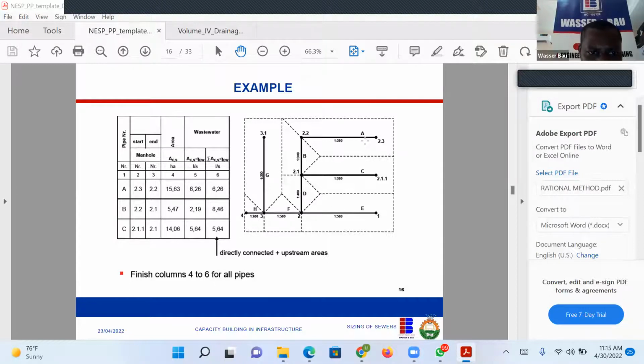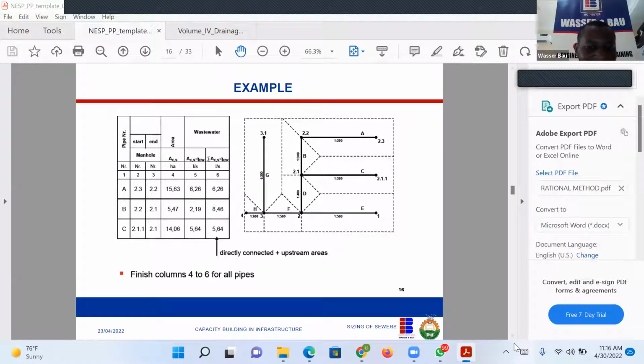This is pipe A here. Where is it starting? Here. Where did it end? Here. What catchment is it serving? It is 15.63. So the first thing we want to design is the wastewater, which is the sewer. Let's do the sewer first. After the sewer, we'll do the storm.